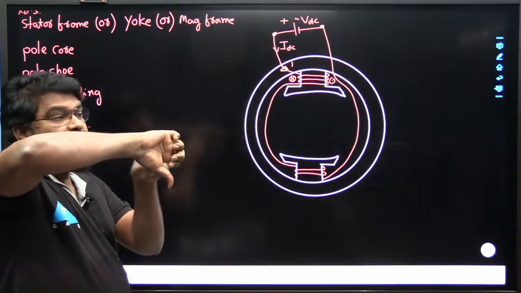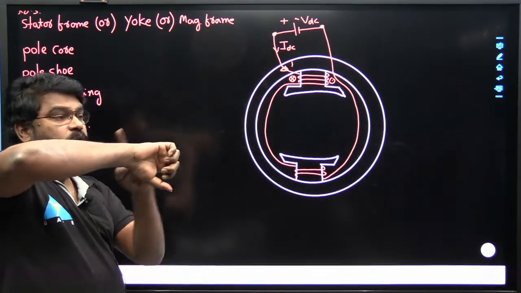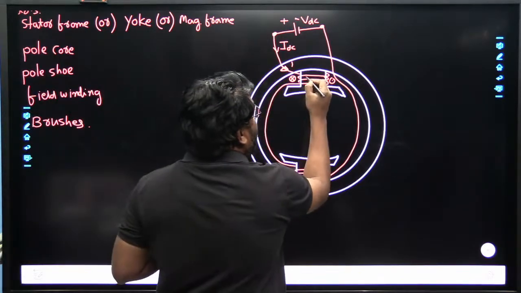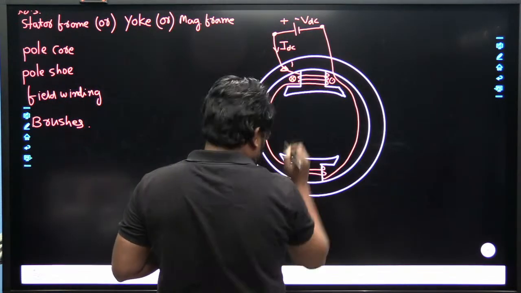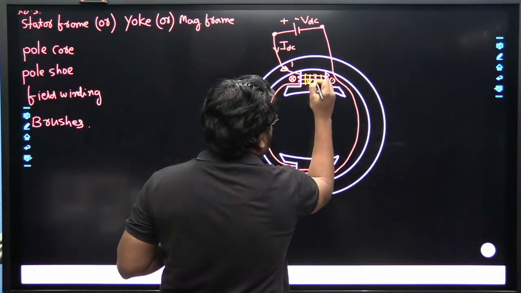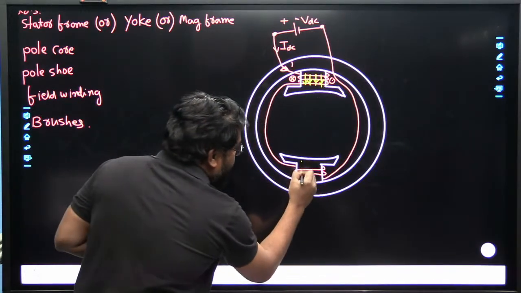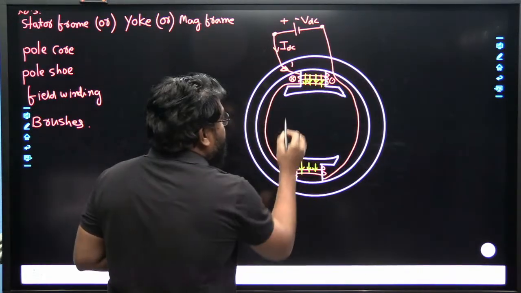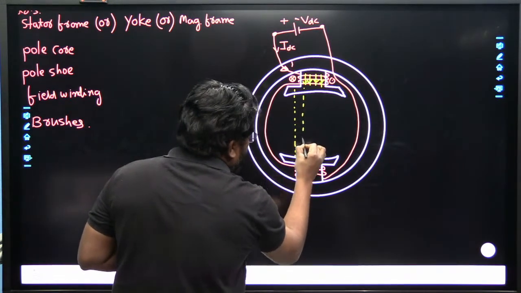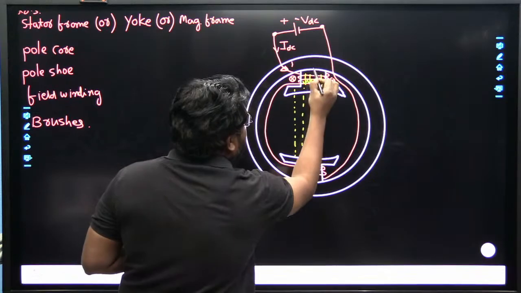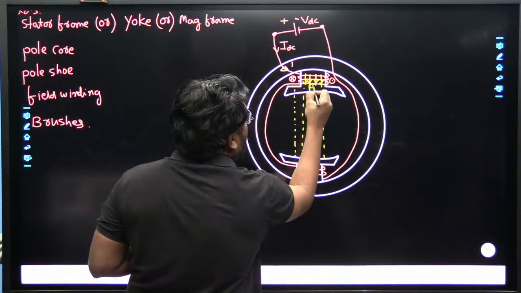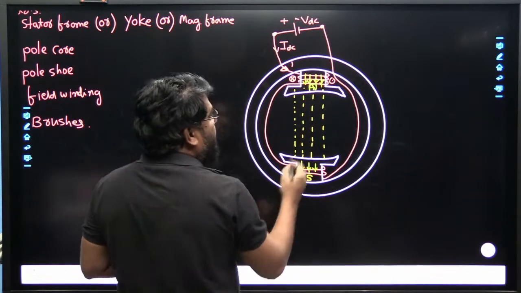If it is a circular conductor, and the orientation of the fingers indicates the current direction, then the thumb indicates the flux direction. These are the flux lines, and this is the direction of the flux. Here also the flux lines are like this, passing from one pole to another pole. So this pole acts as a north pole, and this one acts as a south pole.